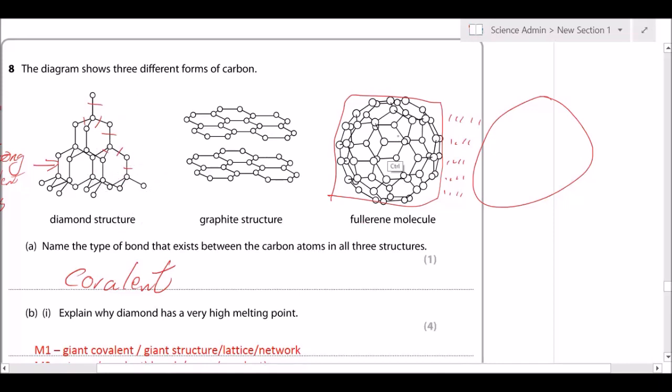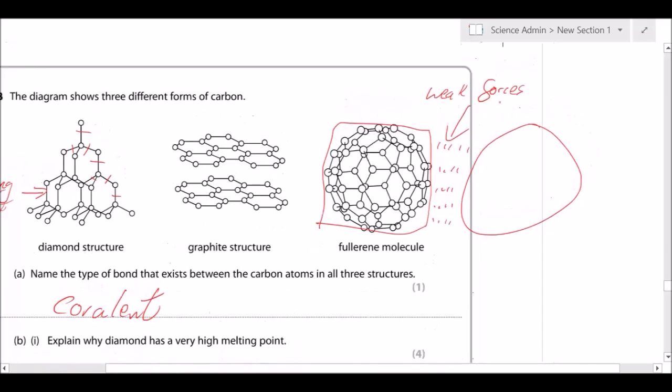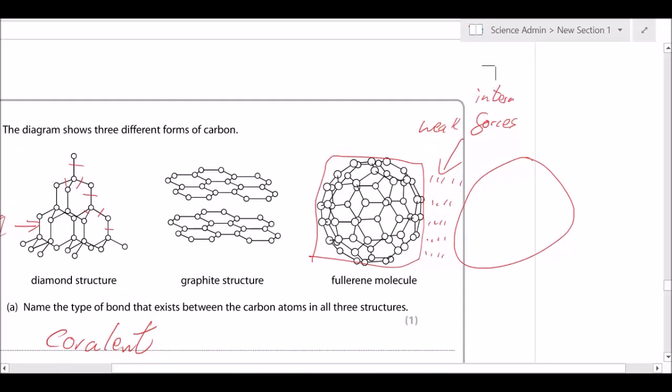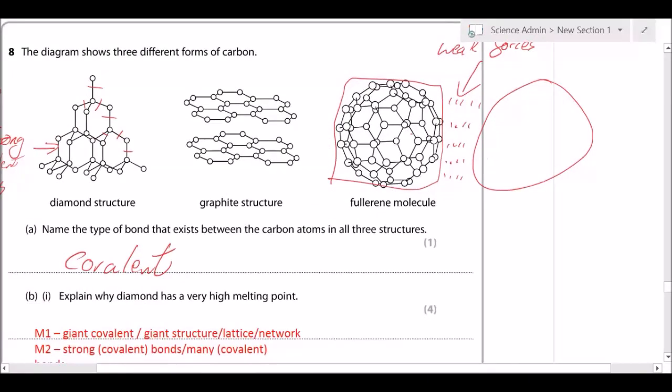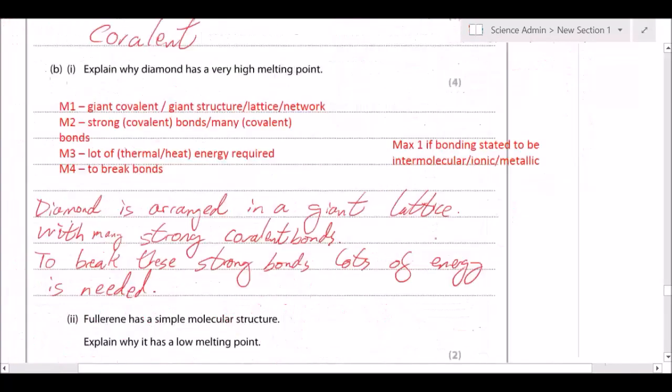But fullerenes, you've got one of these balls and then you'll have another fullerene molecule next to it. Those two molecules only interact by these weak forces, or intermolecular forces I should say. So you don't have to break covalent bonds if I want to separate, say, this ball A from ball B. If I want to pull them apart in opposite directions, I just need to break these weak forces.